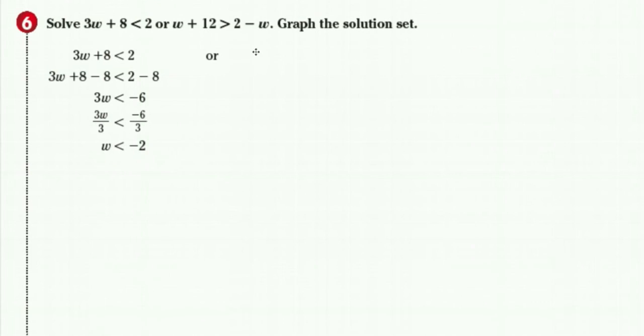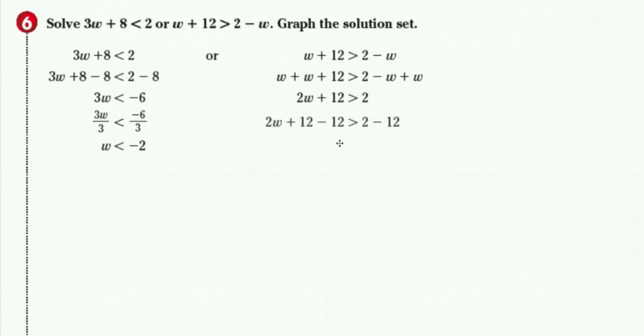On the flip side, we have w plus 12 greater than 2 minus w, and we want to undo one of the w's because we have variables on both sides of the inequality. So we add w to both sides. You end up with 2w plus 12 greater than 2. Undo positive 12 by subtracting 12 from both sides and divide both sides by 2. We end up with w is greater than -5.